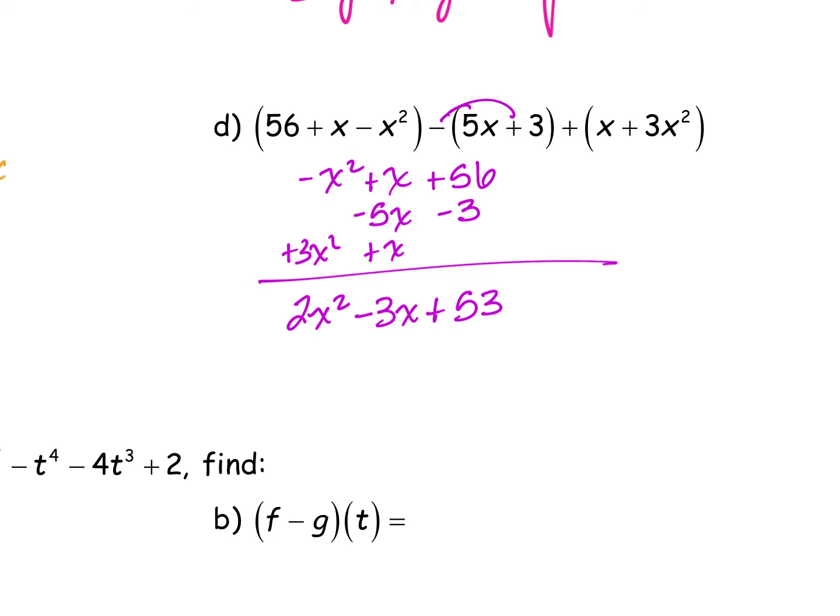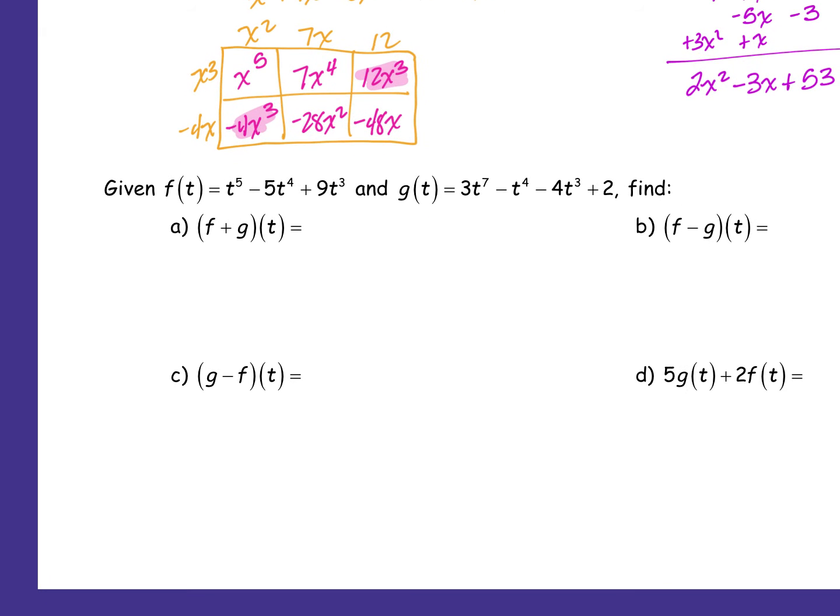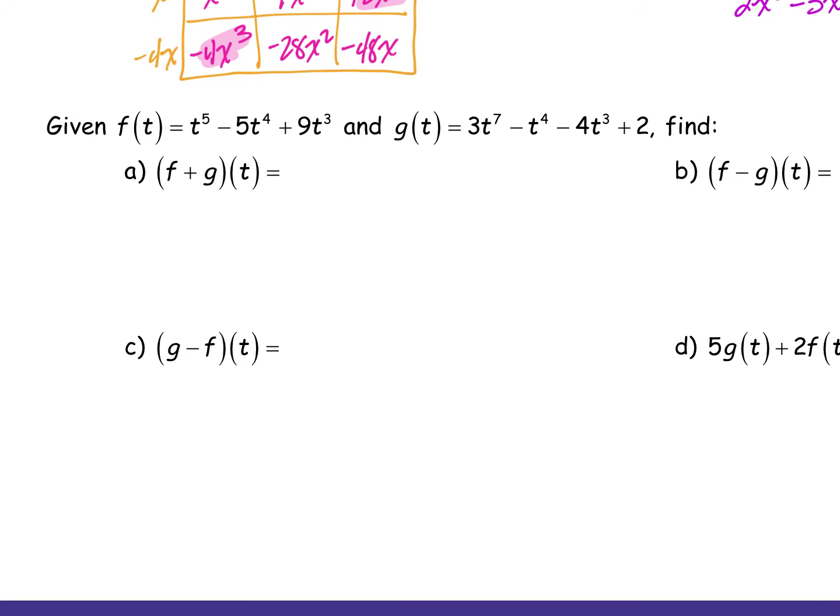And then on the last 4 problems, are we okay? Can I go on? Okay. I'm going to use these two equations, right? F of t equals t to the 5th minus 5t to the 4th plus 9t cubed, and g of t equals 3t to the 7th minus t to the 4th minus 4t cubed plus 2. And they want me to find this. So it says f plus g of t. So I'm going to just add f and g together.